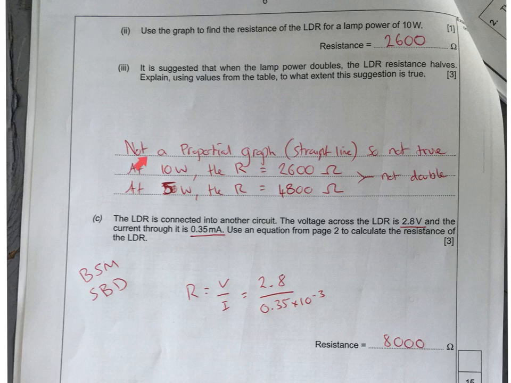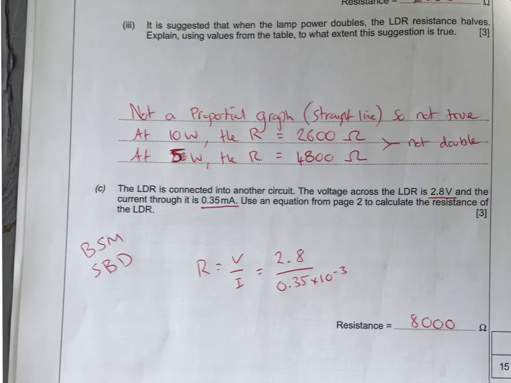Now we can use the graph. So it's not a proportional graph. You need a straight line for one thing to double and the other thing to double, or one thing to double and the other thing to halve. That's called inversely proportional. And then you've got directly proportional. Because there's a curve on this graph, you're not going to get that relationship.